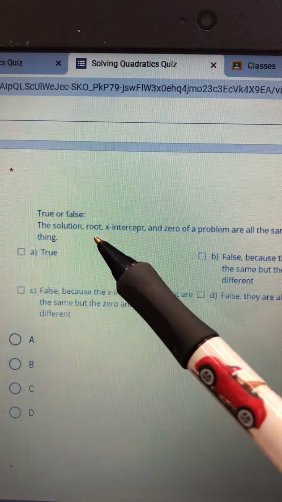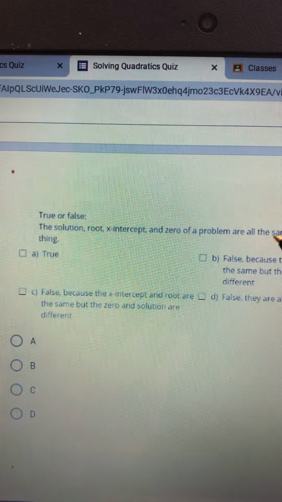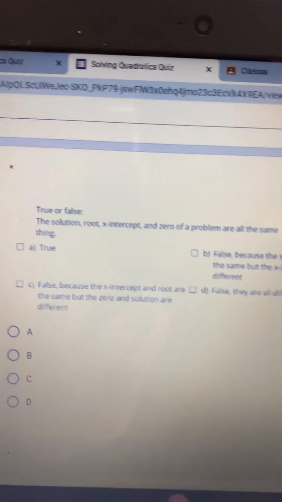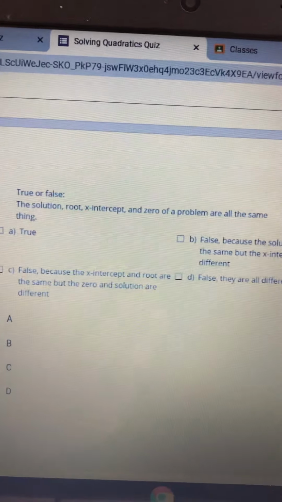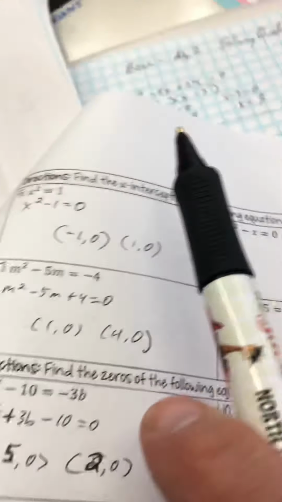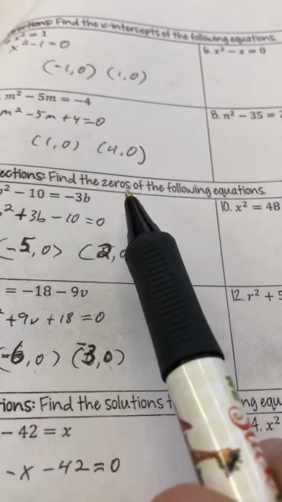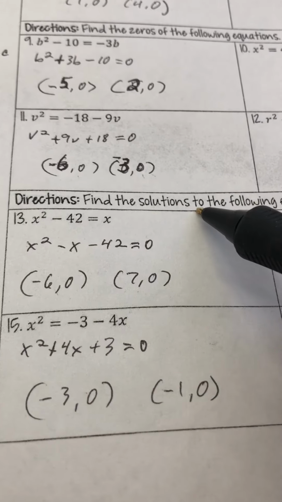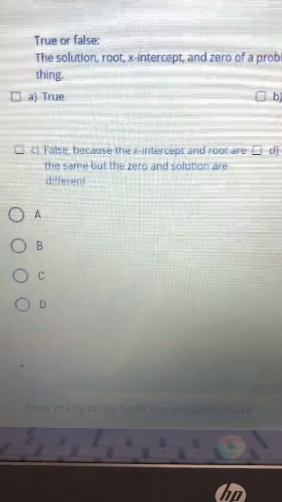True or false: the solution, root, x-intercept, and zero of a problem are all the same thing. And remember, you did an assignment where you were doing these steps, solving quadratics using the calculator and graphing, where we looked for the roots, they called them roots there. We looked for the x-intercepts, they called them x-intercepts there. We looked for the zeros, they called them zeros there. And we looked for solutions, and they called them solutions there. So that should give you some idea about how to answer that one.